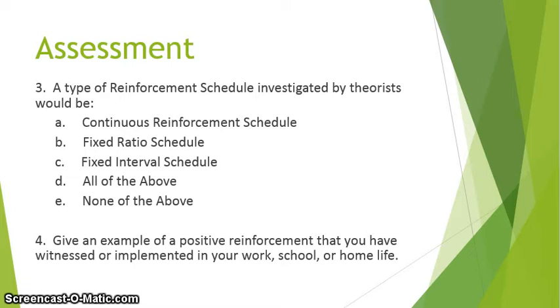Number three, a type of reinforcement schedule investigated by theorists would be A, continuous reinforcement schedule, B, fixed ratio schedule, C, fixed interval schedule, D, all of the above, or E, none of the above. And the answer there is D, all of the above. There were a couple others that we talked about, but A, B, and C were all different types of reinforcement schedules.